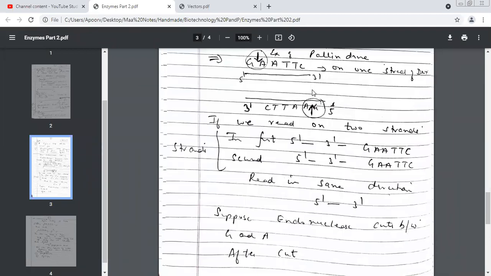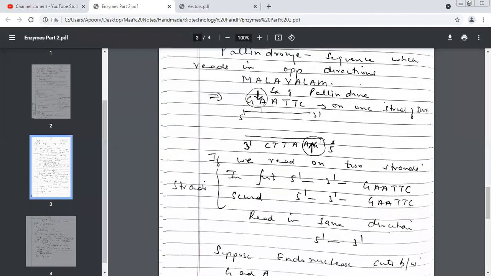Now you tell me, this is cut from here. This was which prime? 5 prime. So this G will have which prime over here? 3 prime. And now we have a separate strand. This separate strand is 3 prime, and after A over here we will have which prime? 5 prime. So you got two pieces of the first strand.